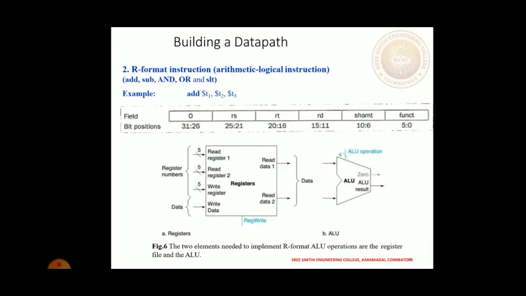Building a data path for R-format instructions, the arithmetic logical instructions, has addition, subtraction, AND, OR, and then SLT. Example: add $t1, $t2, $t3. These two registers are added together, then stored into $t1. For that, the register numbers and the data are stored into the ALU memory locations.